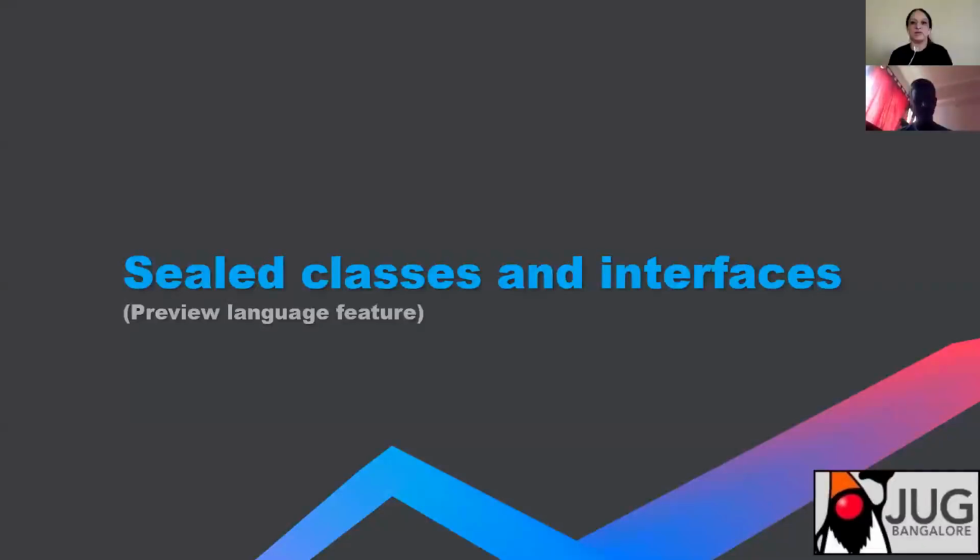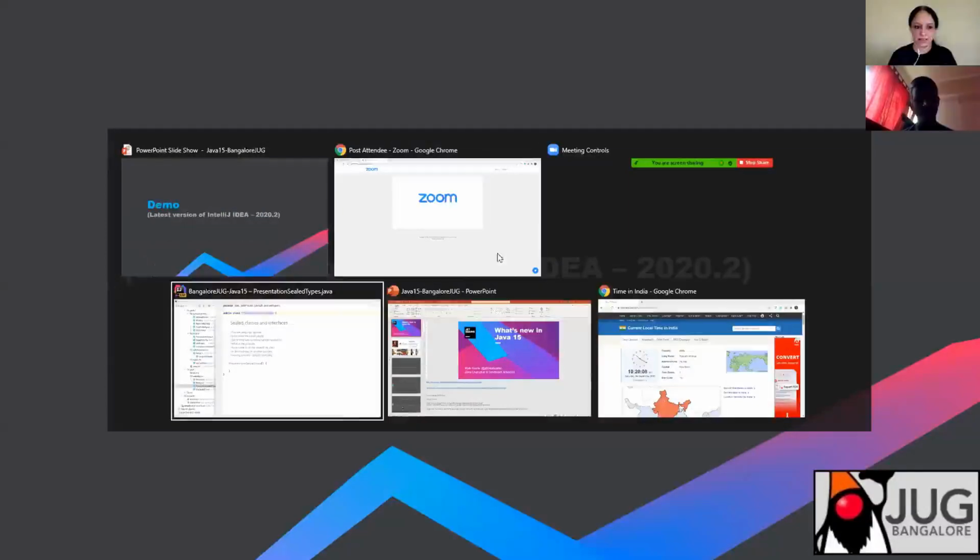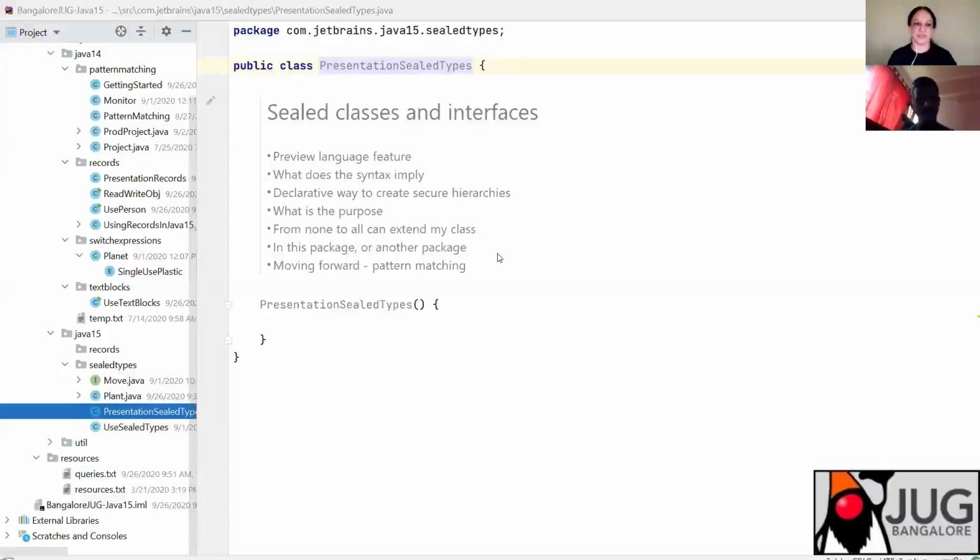So now let me go to the first language feature in Java 15, which is the sealed classes and interfaces. So let me hop on to my IDE. So I am using 2020.3 EAP. The latest stable version for IntelliJ IDEA is 2020.2. And all the features that I would demonstrate today are available in both the community and the ultimate version of IntelliJ IDEA. So you can download it and try it out.